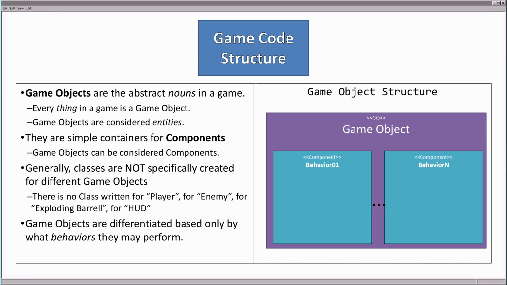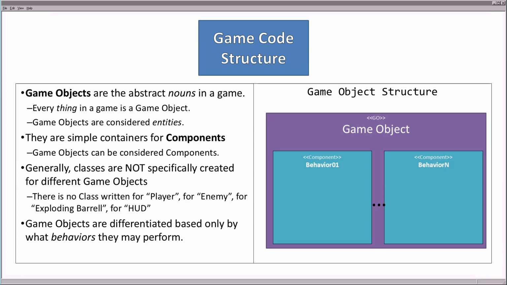Game objects are the abstract nouns in a game. Every thing in a game is a game object. Every object, player, every enemy, every rock is a game object. Game objects are considered entities in relation to the entity component design. They are simple containers for components. In many cases, game objects can be considered components themselves.